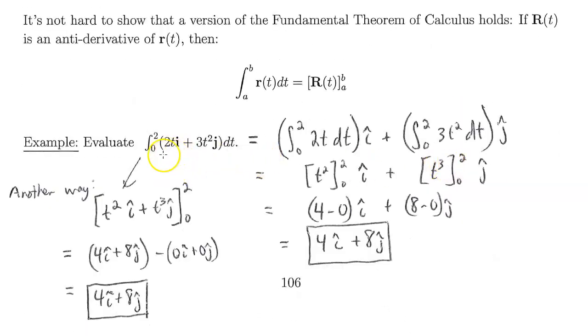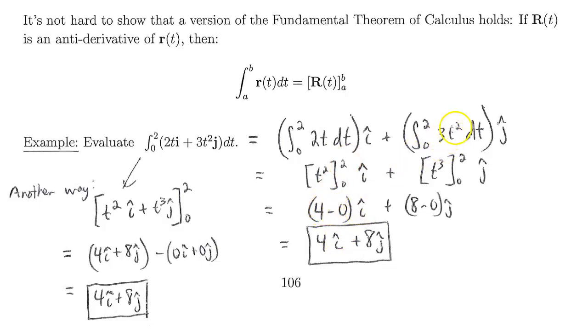Okay, so let's evaluate this. And we're going to do it two different ways. What's the integral from 0 to 2 of this vector valued function? Well, we can do the integrals within each of the components. So we do the integral from 0 to 2 of 2t dt i, and I'm using the ij notation instead of the bracket notation here. But then we do the integral from 0 to 2 of 3t squared dt j. Well, the integral of 2t is just t squared evaluated from 0 to 2, so we're going to get 4 minus 0, so that's 4i.